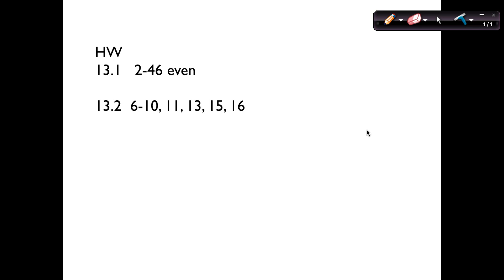If you're needing some immediate feedback, then work on an odd one that's close by and check your answer in the back. That can help, right? If you're on an even one and you're not sure if you're doing it right, then just do a similar odd problem, check your answer in the back, and that'll help you see if you're doing it right.